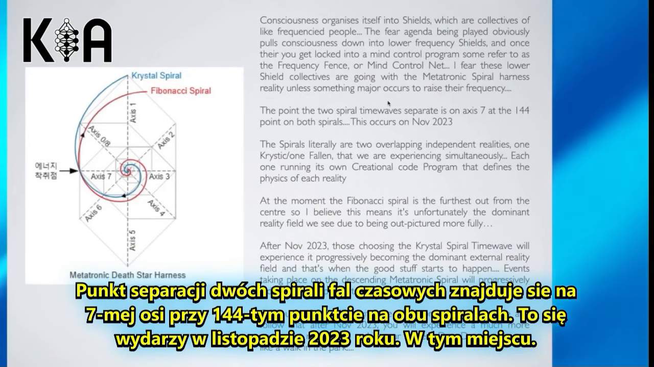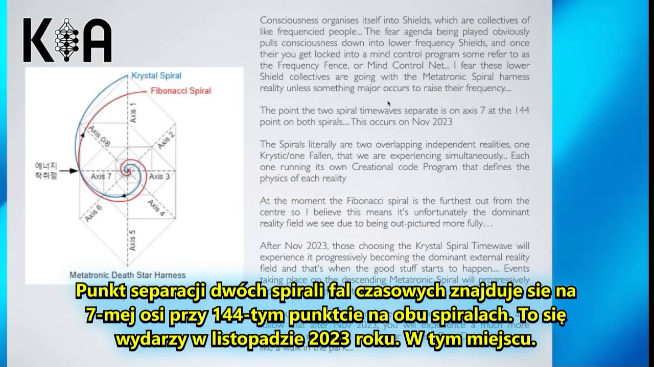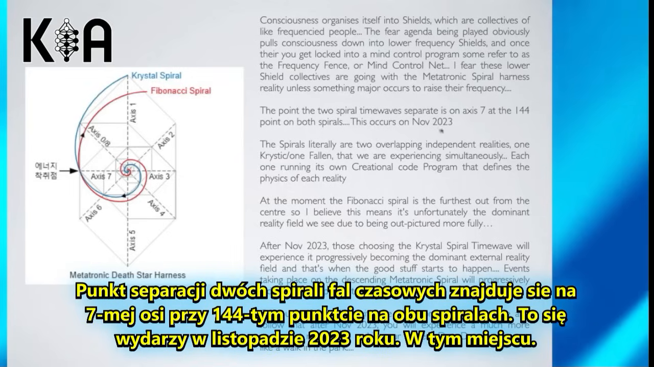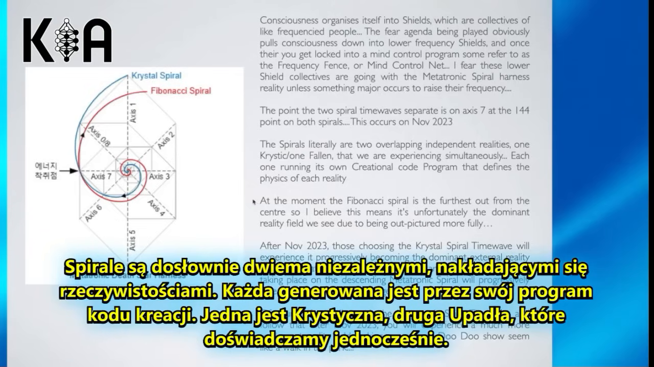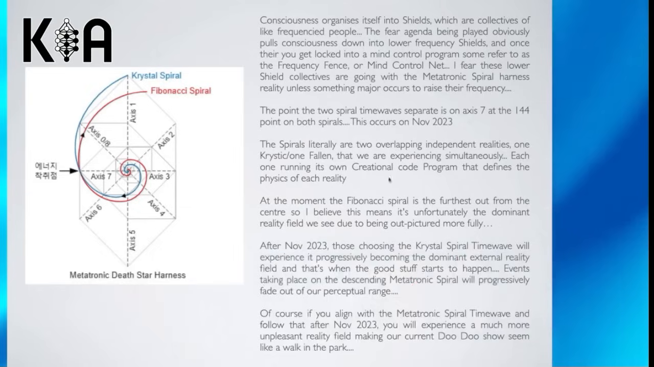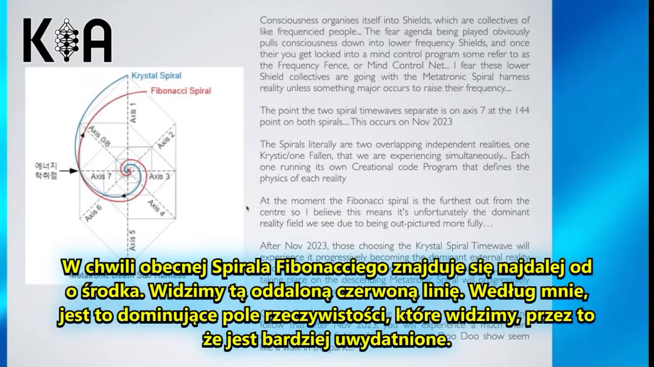So the point the two spiral time waves separate is on axis 7 at the 144 point on both spirals, on November 2023, again here. The spirals literally are two overlapping independent realities, each generated by their own creational code program. One Christic, one fallen, that we are experiencing simultaneously. At the moment, the Fibonacci spiral is the furthest out from the center, so you can see the red line is the furthest one out from the center. So it's my personal belief that this means it's unfortunately the dominant reality field we see due to it being outpictured more fully.